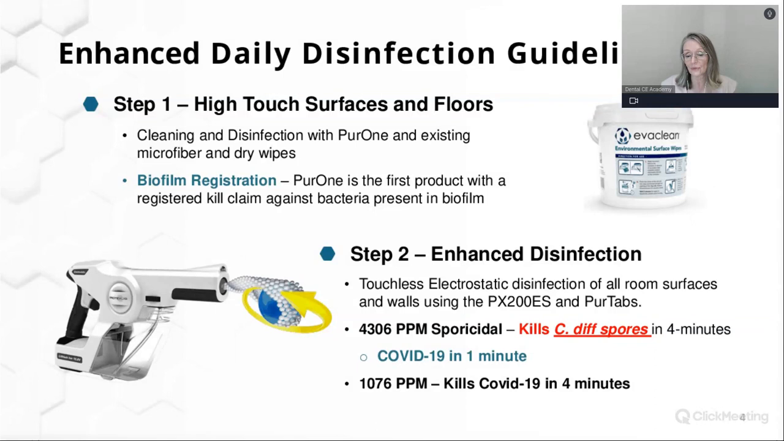Okay, four tablets in the tank here is a concentration of 4,306 parts per million. It'll kill C. diff spores in 4 minutes. It'll kill COVID-19, or SARS-CoV-2, in 1 minute. It'll kill SARS-CoV-2 at 1076 parts per million in 4 minutes.